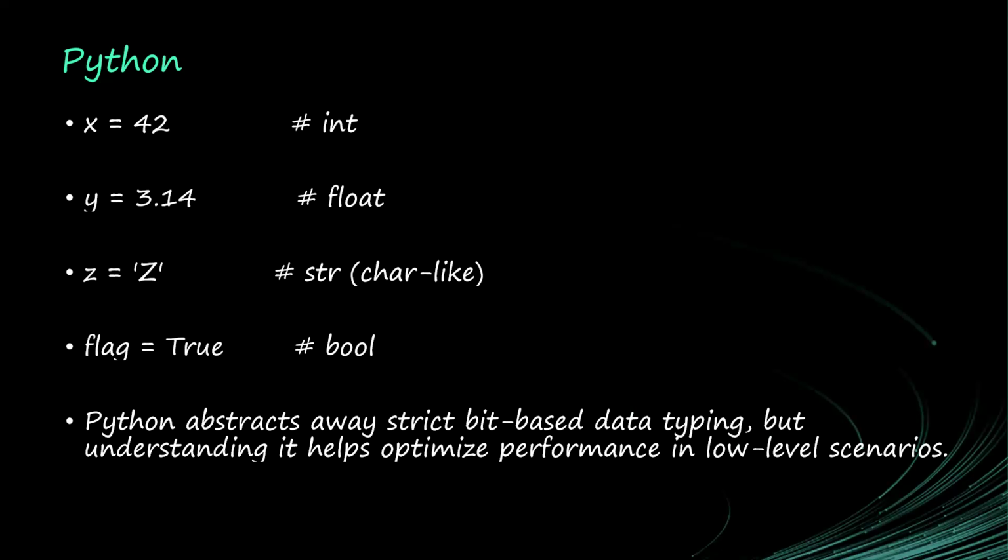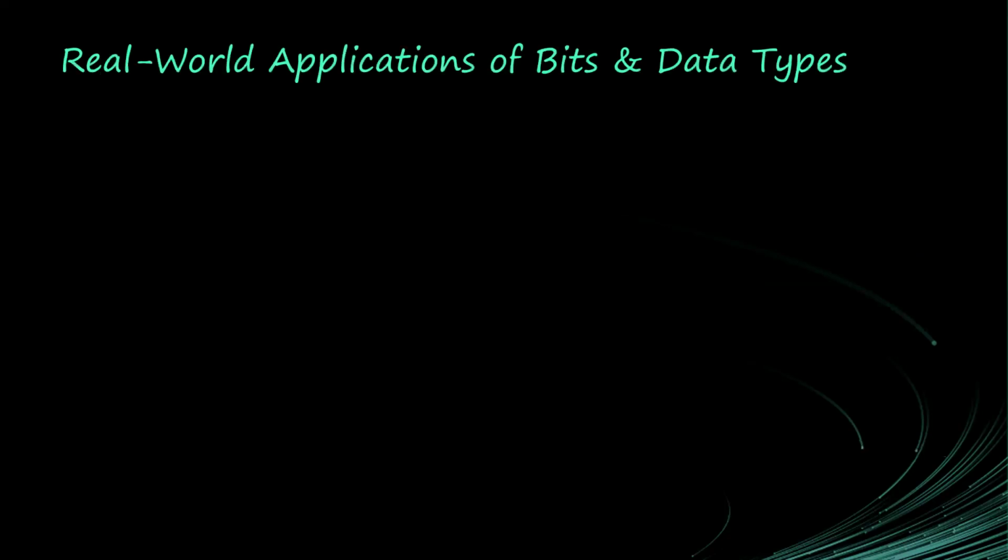So with that, you're writing less code and it's abstracting so many things you don't need to worry about. But understanding it helps optimize performance in low-level scenarios. In as much as Python abstracts this data typing for us, you need to also understand it so that when you want to optimize the application, you can actually do it better. All right, so real-world applications of bits and data types.